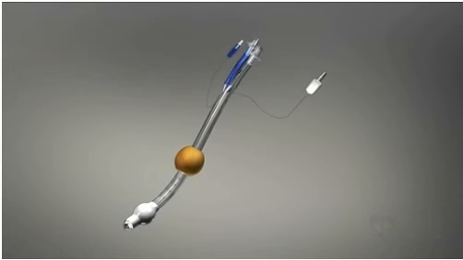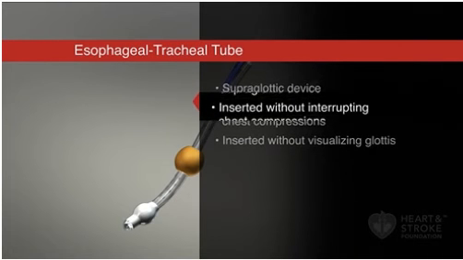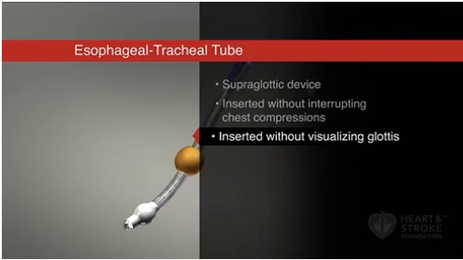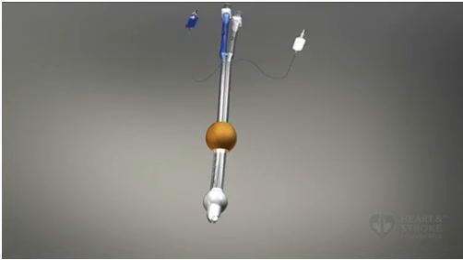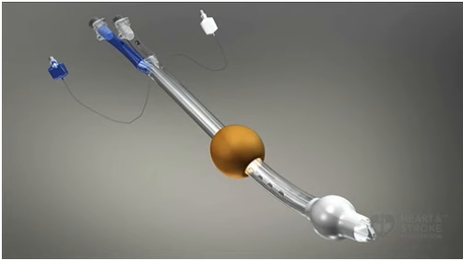The esophageal tracheal tube is a supraglottic device that providers can insert during CPR without interrupting chest compressions and without visualizing the glottis. The esophageal tracheal tube is made up of two lumens permanently joined. Each tube can be used to provide oxygenation and ventilation, depending on how it's inserted.